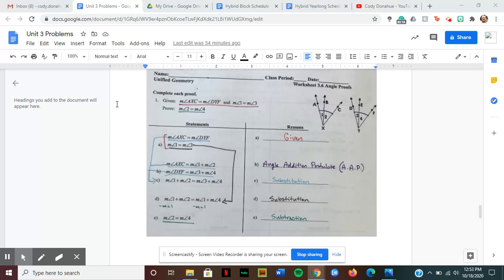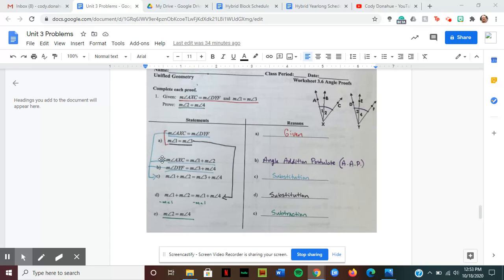So writing our proof, we are once again given the statements, and we are asked to fill in the reasons, okay? So statement A, measure of angle AXC is equal to the measure of angle DYF, and also the measure of angle 1 is equal to the measure of angle 3. That is our given statement, okay? We see that up here. It was following the word given. This is what we were given to start with.